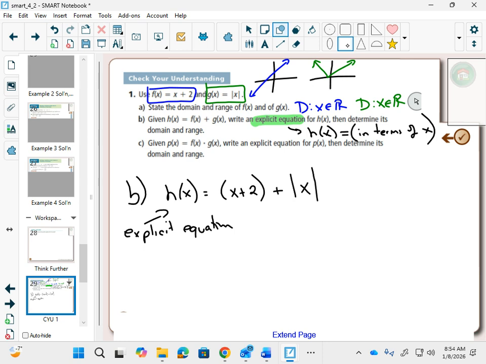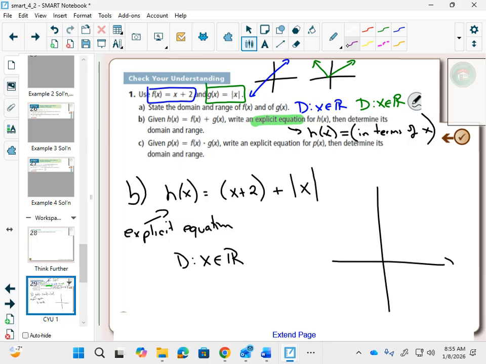From that explicit equation, since everything was allowed for x and everything is allowed for the absolute value of x, it might be really easy for you to see that the domain of this is everything. The challenge we have in this graph is figuring out the range. So what we could do is just start adding the graphs together, but then you'd have to know a lot of points.